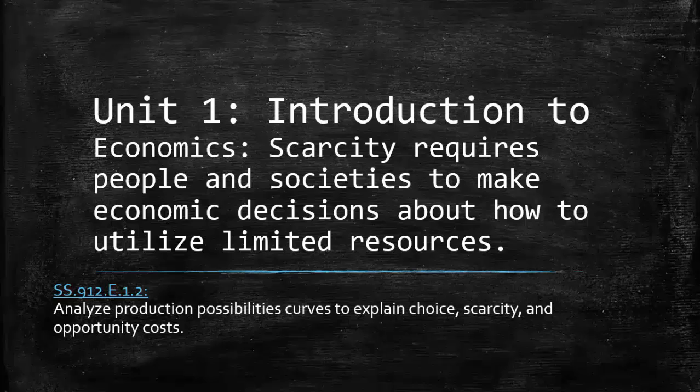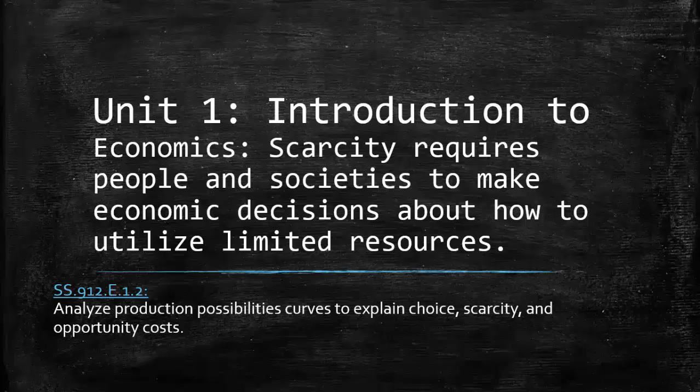opportunity costs. Now, if you take a look at the Unit 1 overall unit essential question, scarcity requires people and societies to make economic decisions about how to utilize limited resources. A production possibilities curve is a visual way that people, entrepreneurs, businesses, and societies, such as governments, can actually visually see their trade-offs and opportunity costs on a graph.